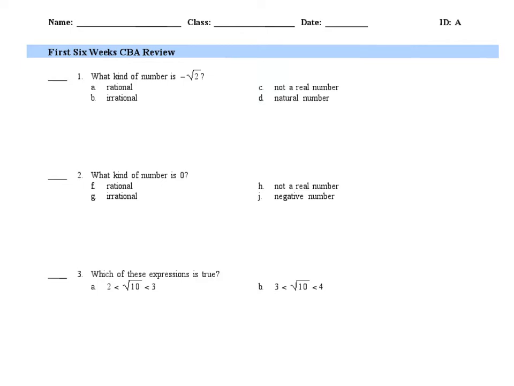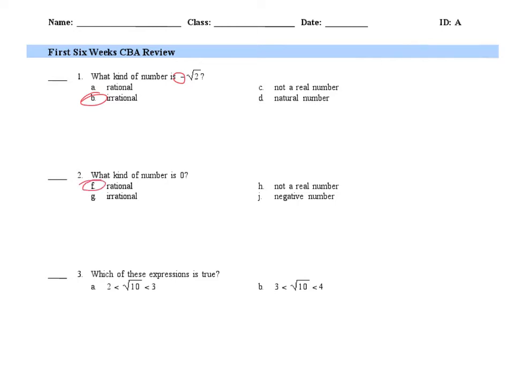What kind of number is negative square root of 2? If you type square root of 2 into your calculator, you would notice that the decimal goes on and on and on. It never ends, and it never repeats. And it's also negative, we see. So since the decimal does not repeat and does not terminate, it is irrational. What kind of number is 0? 0 is a rational number.